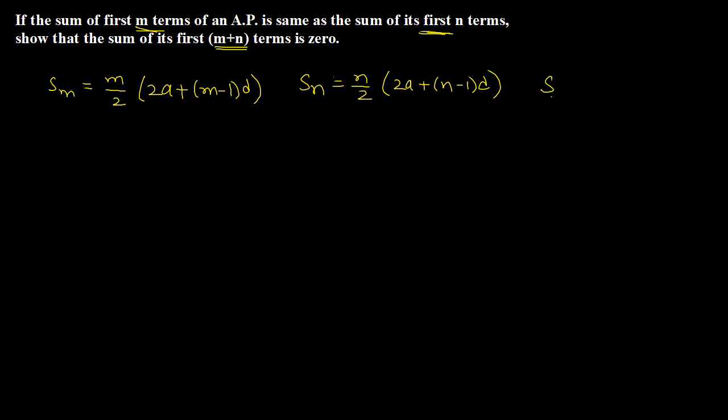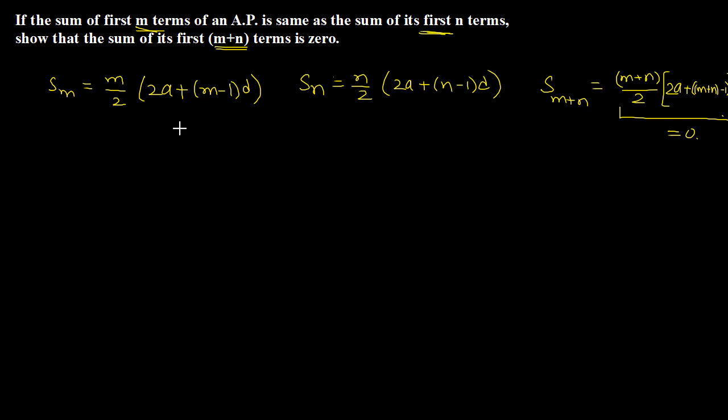So somewhere I need to get the sum of m plus n. That has to be equal to (m plus n) divided by 2, times (2a plus (m plus n minus 1) d). So with whatever condition they have given, we need to either bring it down to show that this is going to give me 0, or if it doesn't come, then we'll find other ways of getting the sum of m plus n.